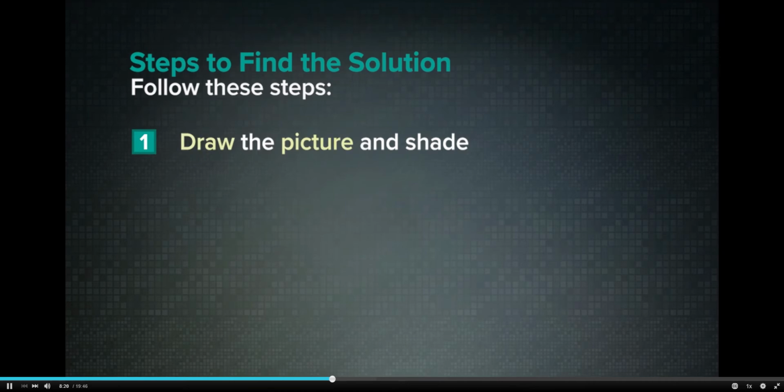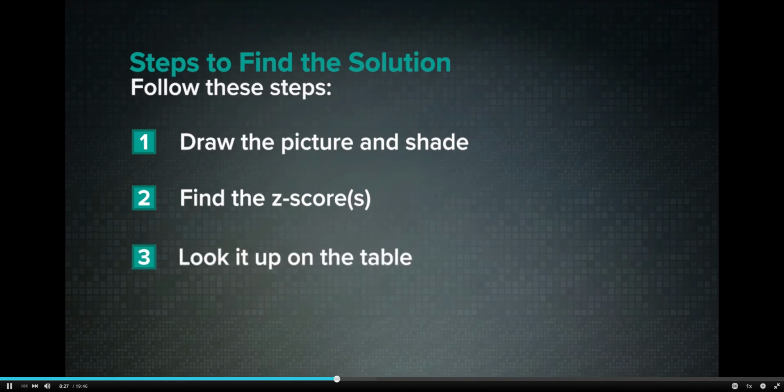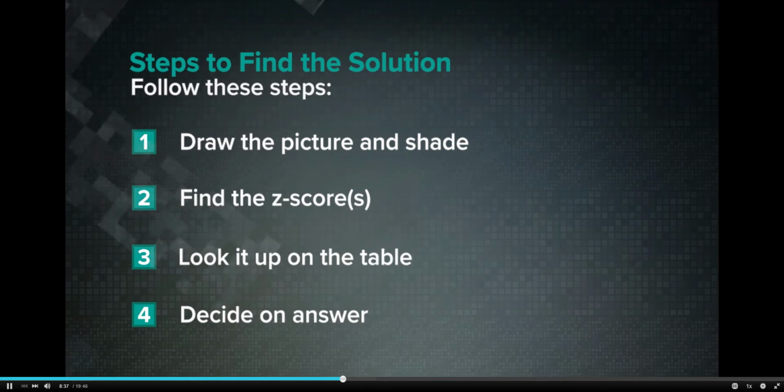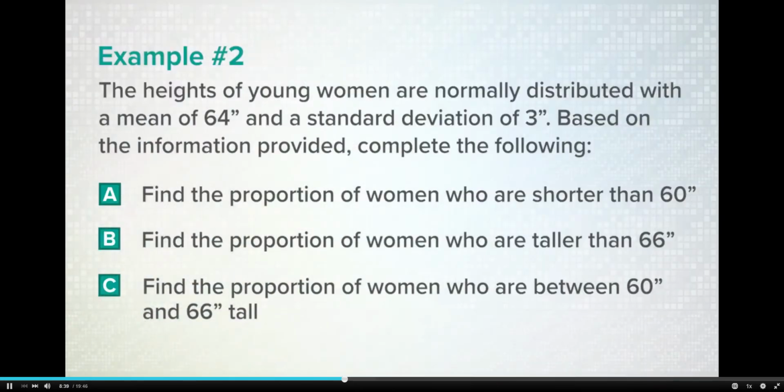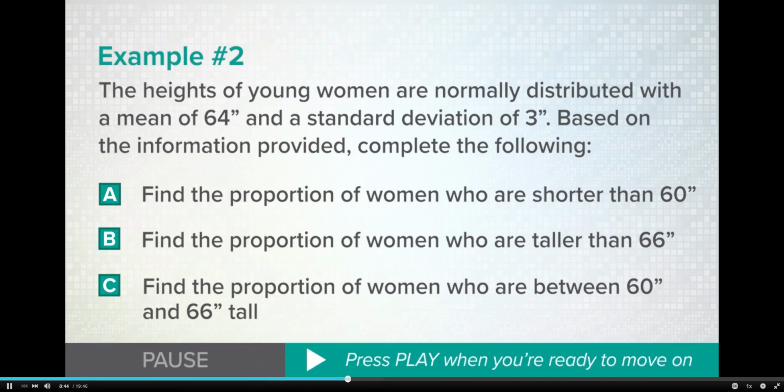I'll give you a little bit of advice for this question. Follow these steps. Step 1. Draw the picture and shade. Step 2. Find the z-score. Step 3. Look it up on the z-table. And step 4. Decide what your answer is. Follow these steps for parts A through C. Pause the video to try this on your own. Click play when you're ready to resume.